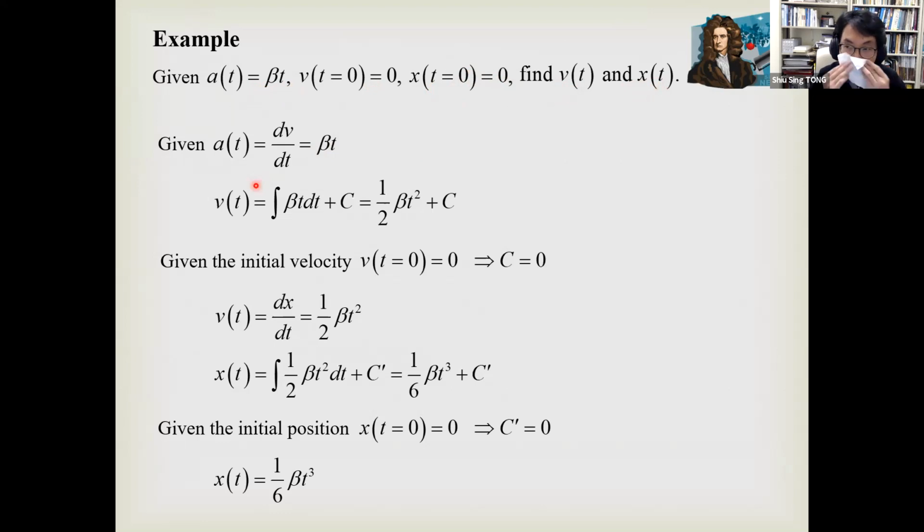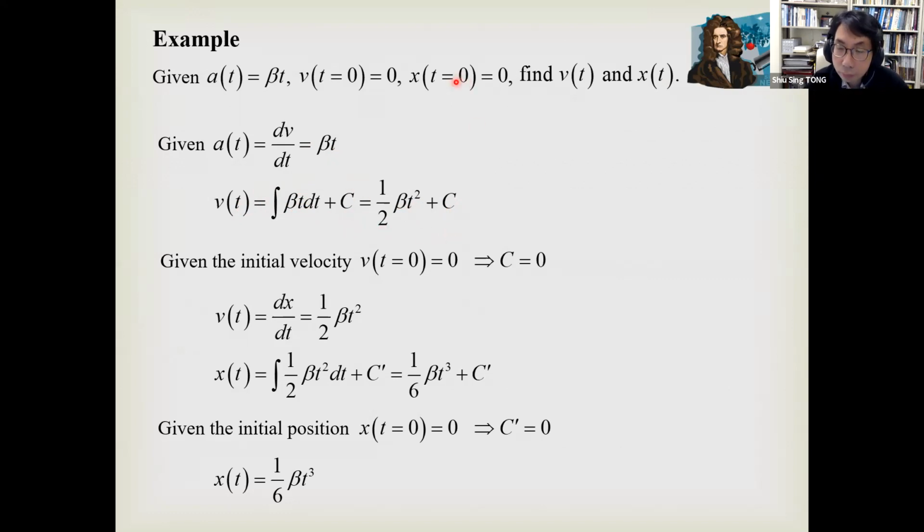Now, the first equation of motion is simple. It only consists of the acceleration being equal to dv/dt. And since our acceleration is beta t, we substitute the a into this equation. Now you can have a very straightforward integration. I integrate both sides of the equation, and I get the velocity. Integrating beta t will simply give me beta t squared over 2. And do not forget, we have an integration constant here, okay, because this is an indefinite integral.